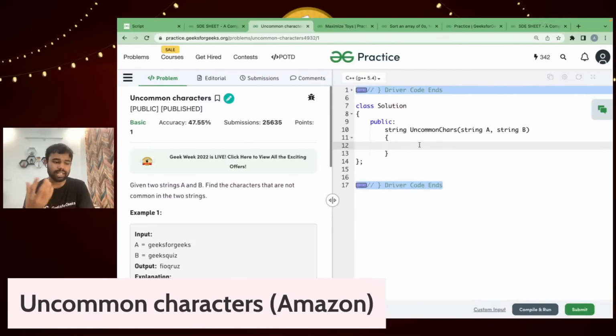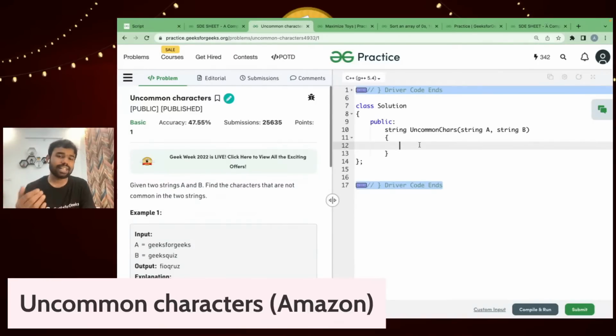I am just again telling a brief logic: we are given 2 strings. We have to find the uncommon characters, checking whether each character is present in both strings or not. We are using the concept of hashing, the frequency array, the count array method, to check whether a character is present or not.